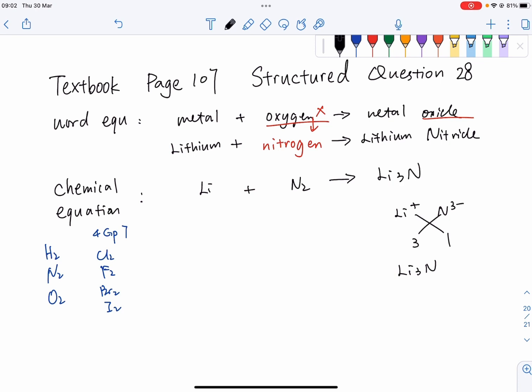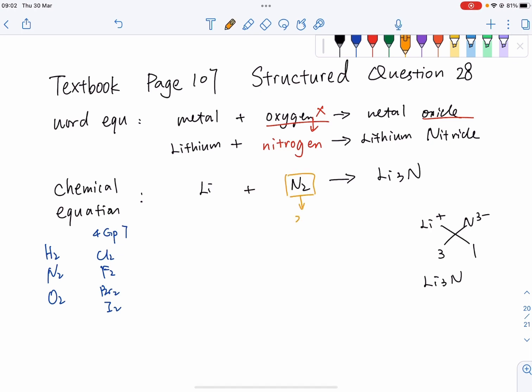Alright, let's take a look at this equation. Is it balanced? Probably not, right? How about we start with nitrogen first? How many nitrogens on the left? We have 2 nitrogen, right? And how many nitrogen on the right? We only have 1. So we put a 2 in front of it.